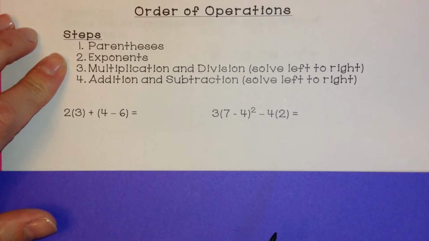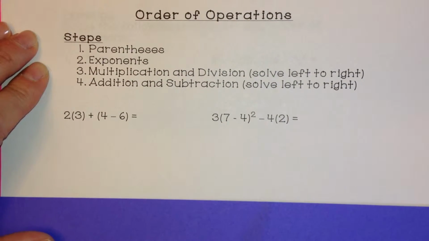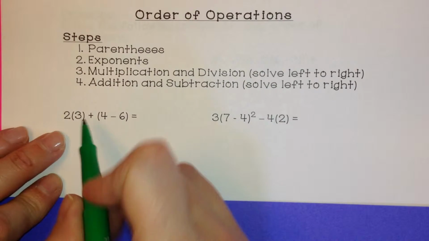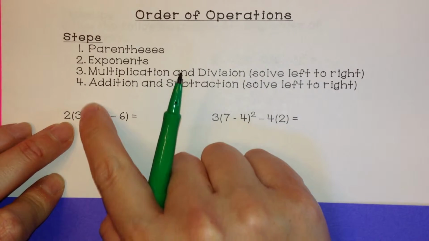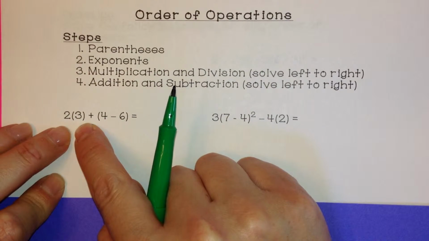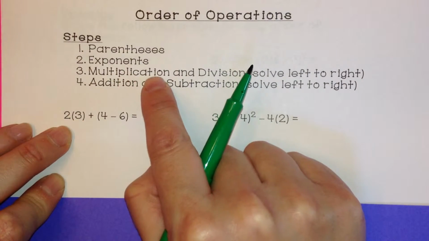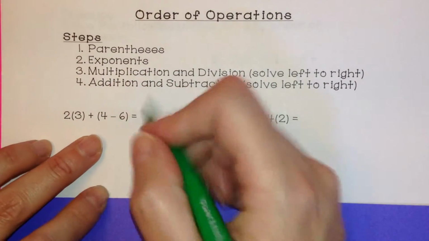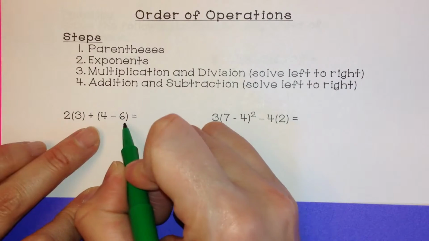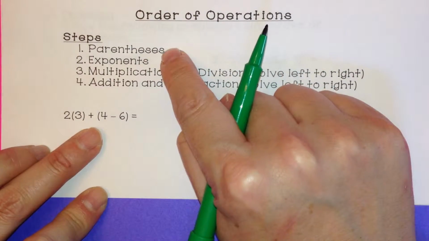Okay, so here are a couple of problems that we're going to solve together. Okay, so the 2 times 3, remember this parenthesis means multiplication, and so we're not going to do that step yet. That's our multiplication step. If you have something to simplify inside the parenthesis, that's when it's your first step.